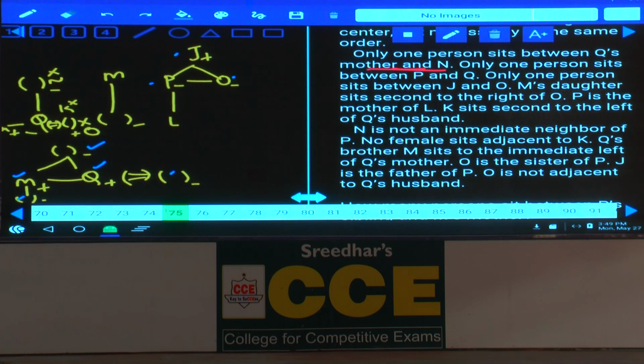And at the same time, J is the father of P. J is the father of P, O is not adjacent to Q's husband. Then tell me, this Q is here, M and Q are like this. Now this Q is married to whom? Q is married, Q is having a wife. As Q is having a wife, O is not adjacent to Q's husband.